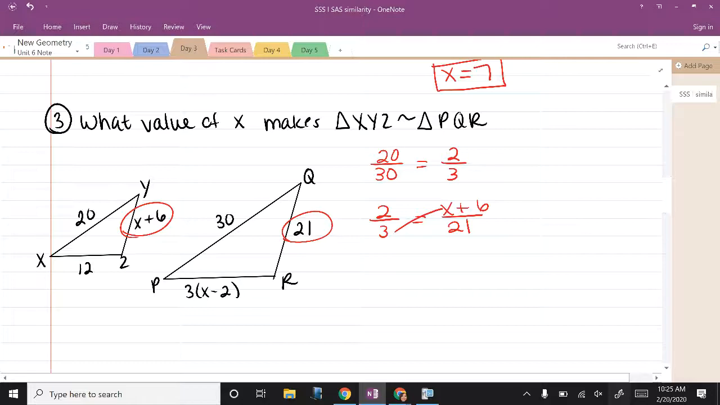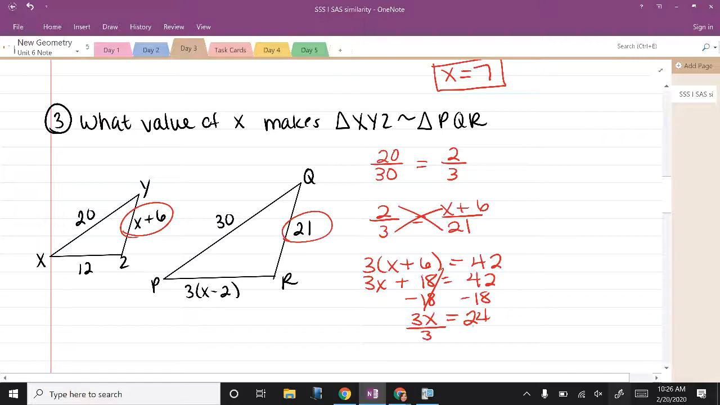3 times x plus 6 is 3 parentheses x plus 6 equals, what's 2 times 21? 42. Then you distribute: 3x plus 18 equals 42. Subtract 18. What's 42 minus 18? Good. And then divide by 3 and x equals 8. Raise your hand if you got x equals 8.